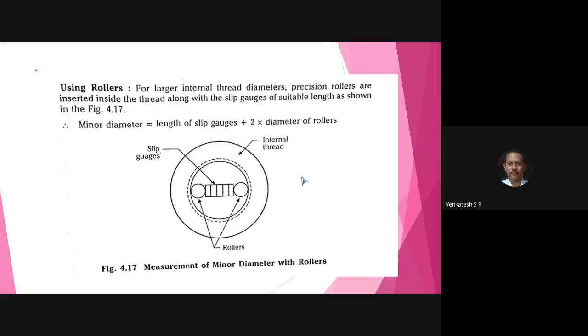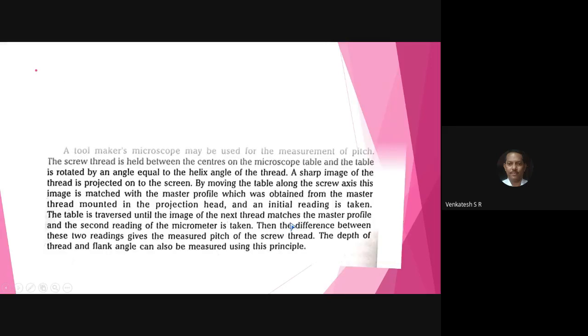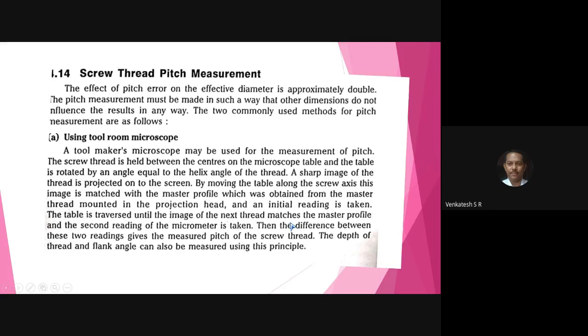So this is very, very simple. First you place the roller in the minor diameter, that's in the triangle. In between, use slip gauges. Slip gauges will give you the distance, and the diameter of the roller added to the total length of the slip gauge will give you the minor diameter of the thread. Next, come to the point.